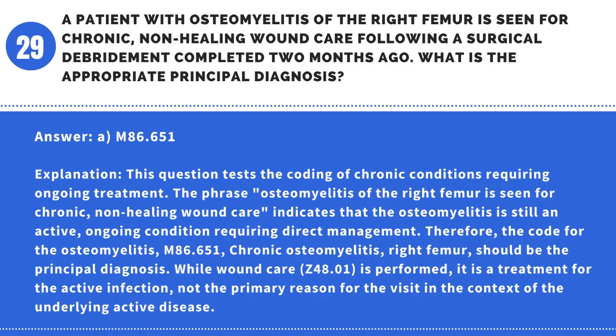M86.651. This question tests the coding of chronic conditions requiring ongoing treatment. The phrase osteomyelitis of the right femur is seen for chronic, non-healing wound care indicates that the osteomyelitis is still an active, ongoing condition requiring direct management. Therefore, the code for the osteomyelitis, M86.651, chronic osteomyelitis, right femur, should be the principal diagnosis. While wound care, Z48.01, is performed, it is a treatment for the active infection, not the primary reason for the visit in the context of the underlying active disease.